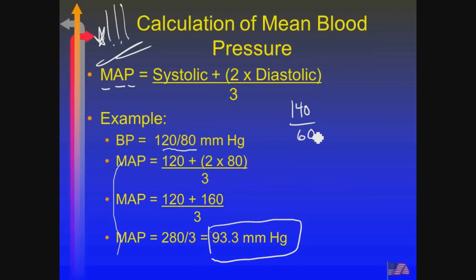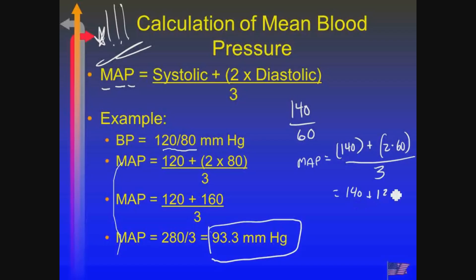How do I determine what the mean is? Well, 140 plus twice 60 divided by 3. 140 plus 120 divided by 3, 260 divided by 3. I don't know what that works out to. Yeah, 87. Okay.